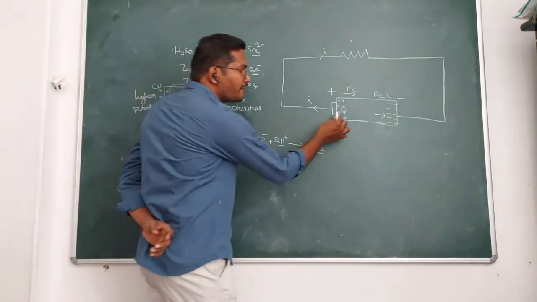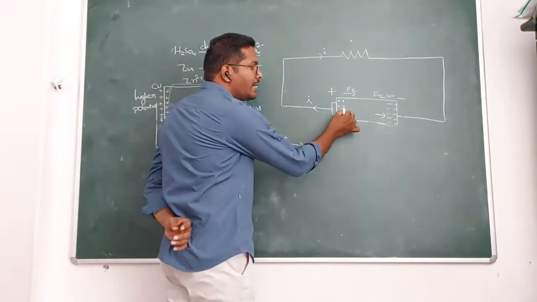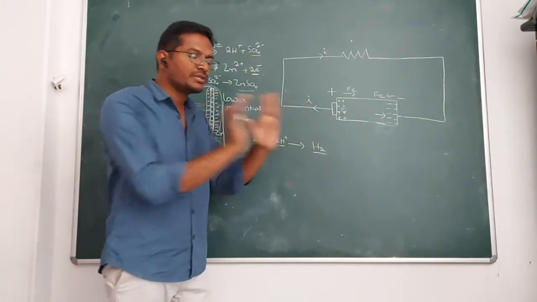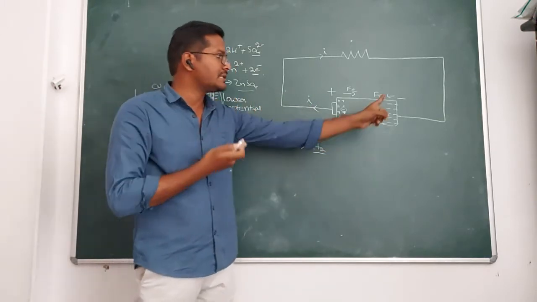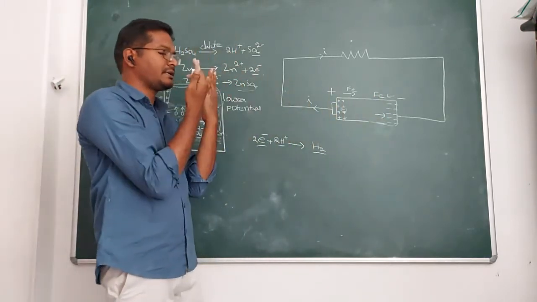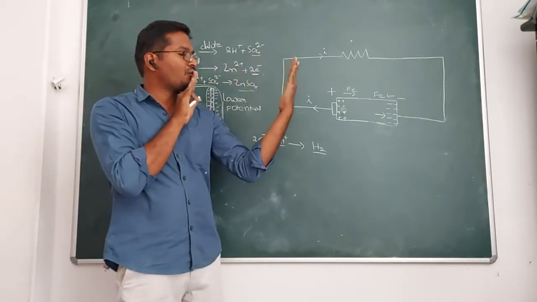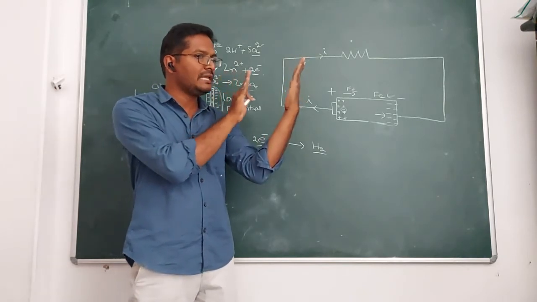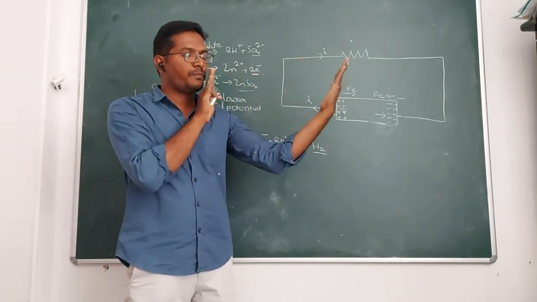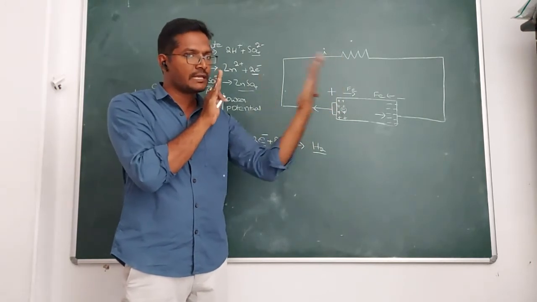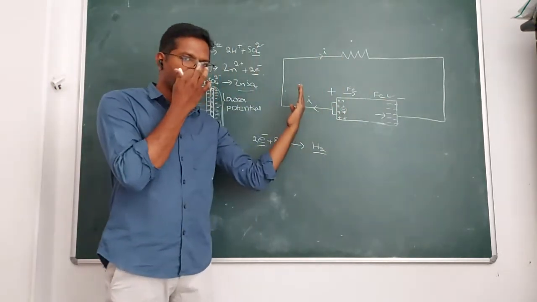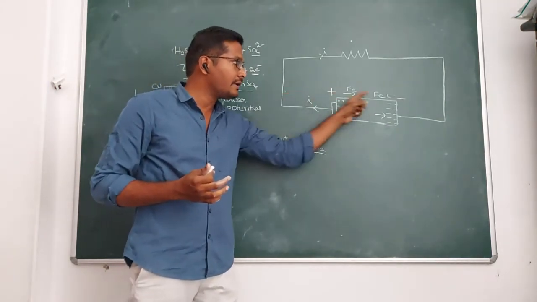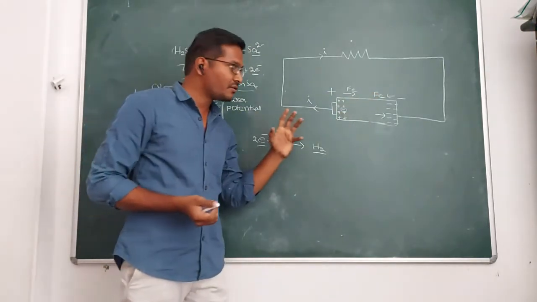Then a chemical force acts on this electron. That chemical force will push the electron against the electrical force. There is an electrical force acting in this direction, and that chemical force is trying to push the electron in this direction. That means the chemical force is doing work in order to move the electron against the electrical force.